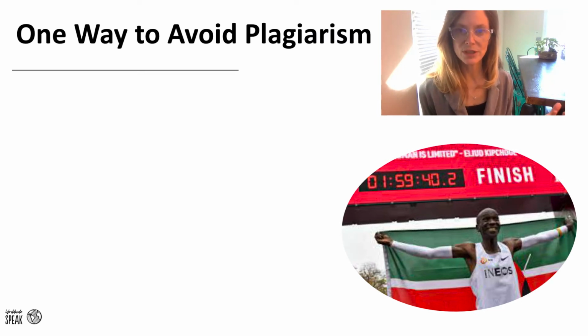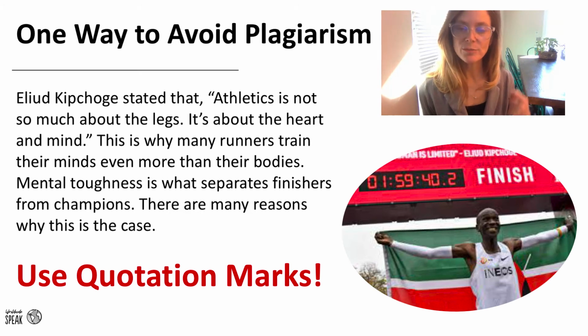Well, one way to avoid plagiarism is to use quotation marks and say who said this. You use it directly. So you can see here that the first two sentences were the quote from Eliud, and I just changed it and said, "Eliud Kipchoge stated that," and I have my quotation marks, "Athletics is not so much about the legs, it's about the heart and the mind." So now the reader knows, oh, somebody else said this, and I know who it is because the writer has told me who said that. And quotes are a great source for your papers for detail and to explain examples, but you just have to make sure that you tell the reader where it came from and that you use quotation marks.